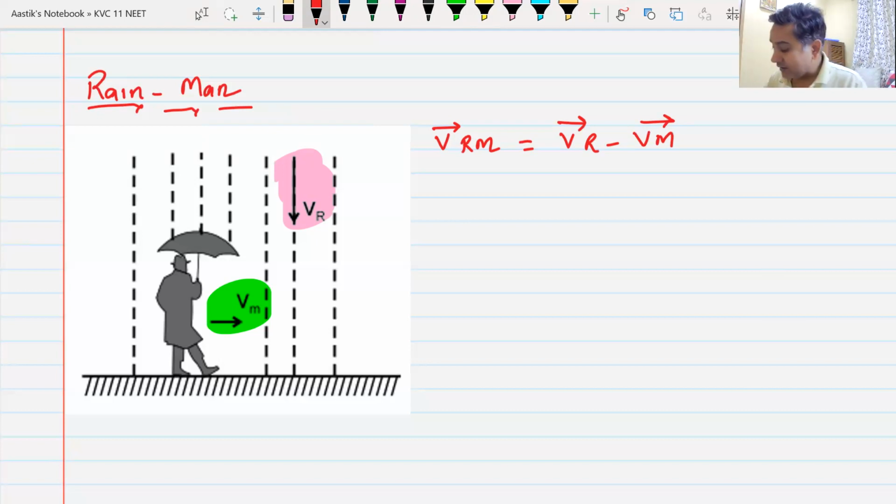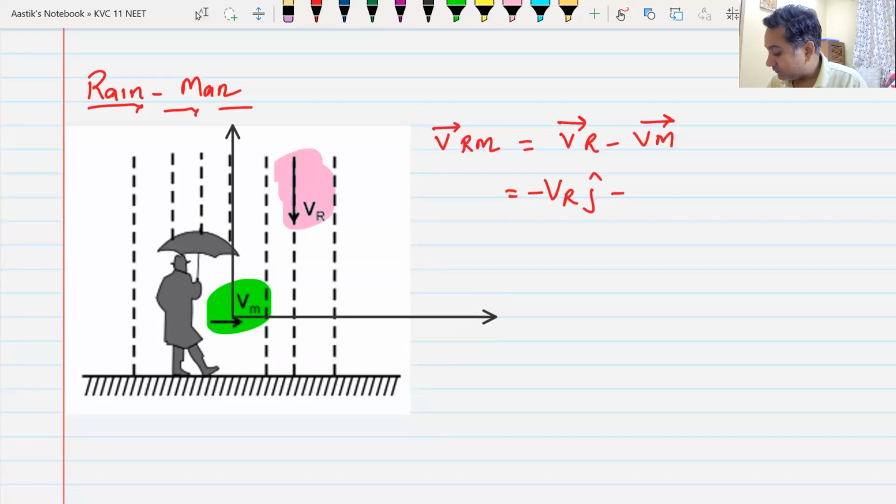Now, if you want to write it in vectors, it will become vr, and this vr, velocity of rain, is in the minus j direction. Yes or no? Downwards. Minus velocity of man is in the plus i. Remember, our sign convention is like this.